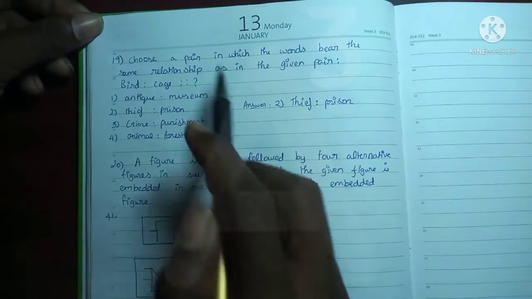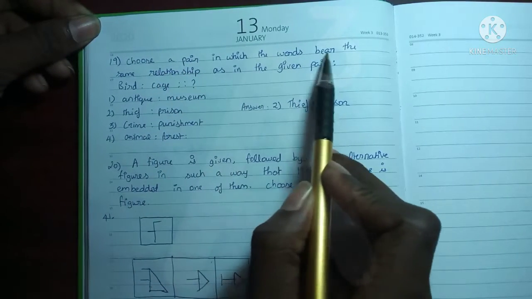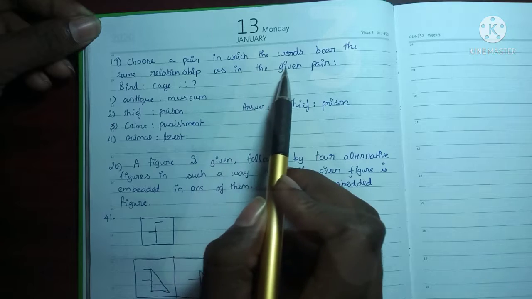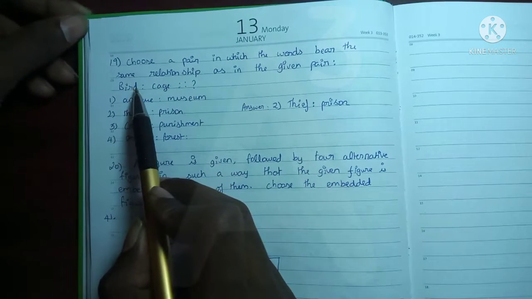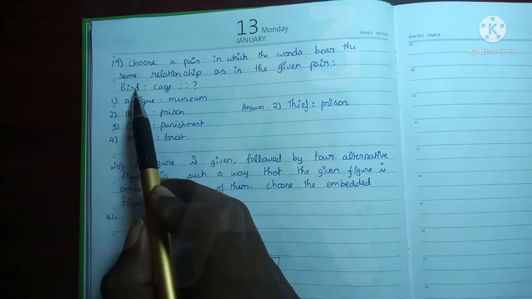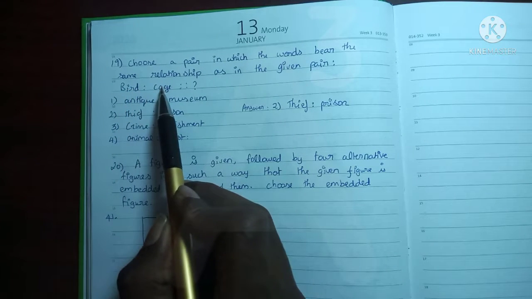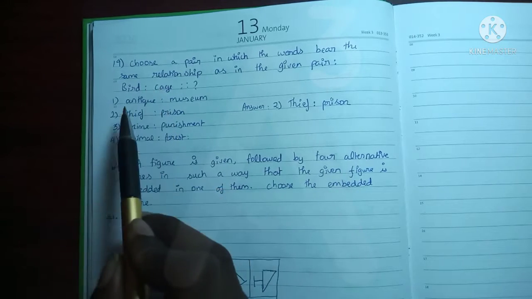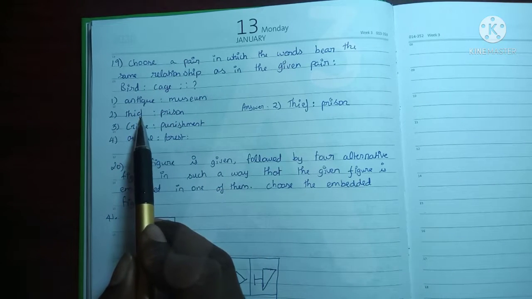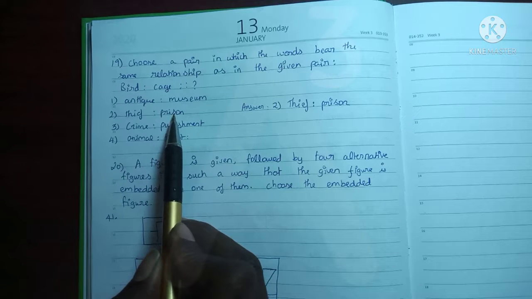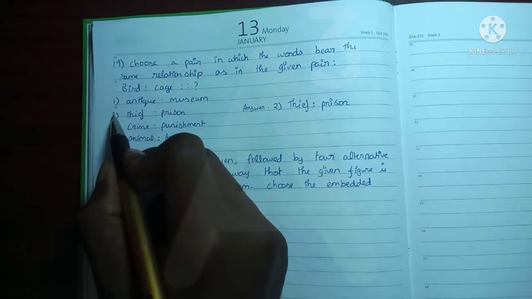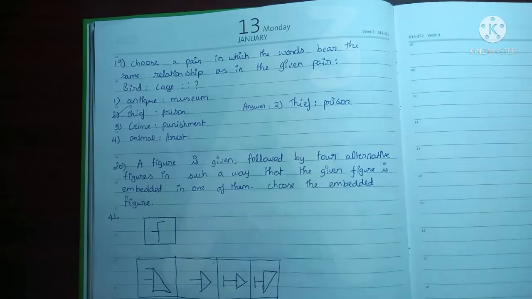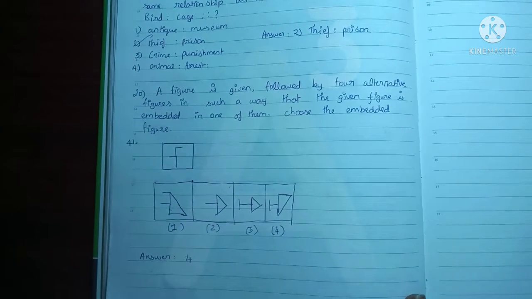So the 19th one, choose a pair in which the words bear the same relationship as in the given pair: bird, cage. So when we see this, we put the bird in a cage because the bird should not fly away. When you see the options, we put a thief in prison because if we do not put the thief in prison, he might run away from the jail itself. So this would be the best answer. So the answer is thief, prison.